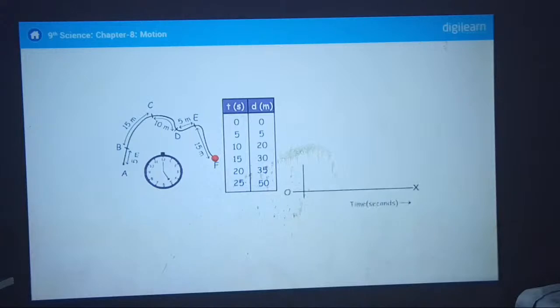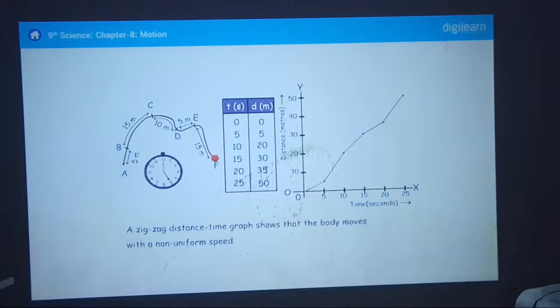The distance time graph for this body moving with non-uniform speed may be plotted as in the previous example. Look at the distribution of points in the graph. Will they fall on a straight line? No. Join the successive points. The graph shows a zigzag line, or the graph is not a straight line. A zigzag distance time graph line is obtained for a body moving with non-uniform speed. In other words, a zigzag distance time graph shows that the body moves with a non-uniform speed.